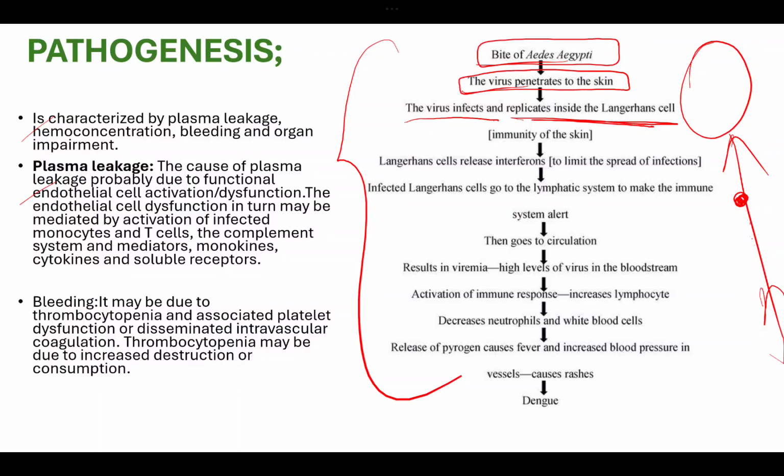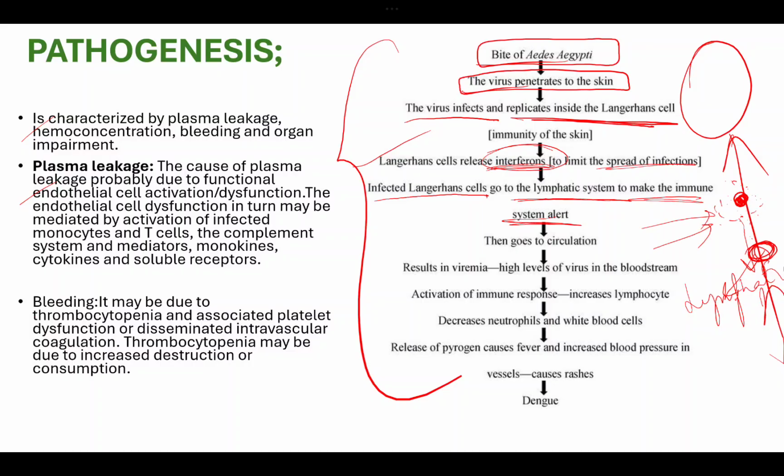Now what's happening? The Langerhans cells will release the interferons to limit the spread of the infection. So they are infecting and replicating inside the Langerhans cells, and now these Langerhans cells are releasing the interferons to limit the spread of the infection. The infected Langerhans cells will go to the lymphatic system to make the immune system alert. They will enter into the lymphatic system to alert that there is some virus or pathogen from outside.